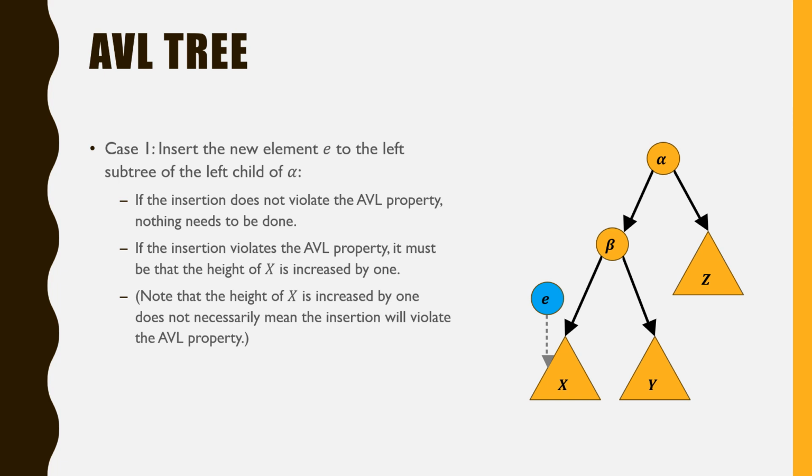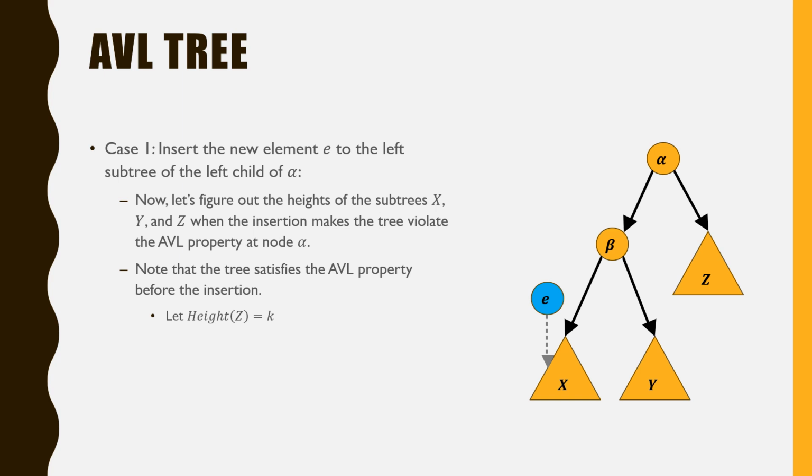This insertion may or may not violate the AVL property. For example, the insertion may not change the height of x, or even if it increases the height of x, it still differs from the height of y by no more than 1. In this case, no rebalancing action is needed. On the other hand, if the insertion does violate the AVL property, it means that the height of x must be increased by 1.